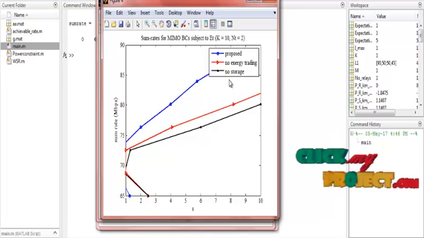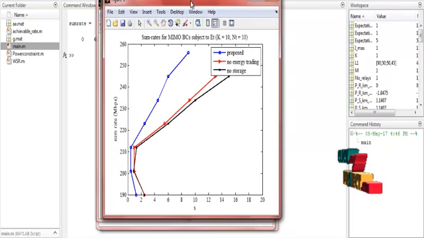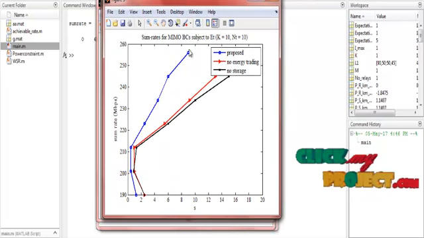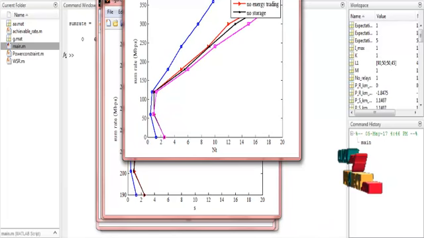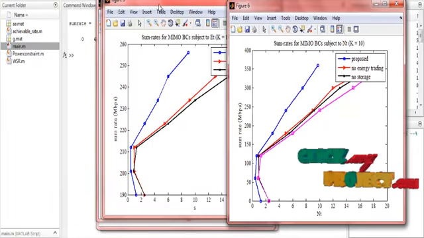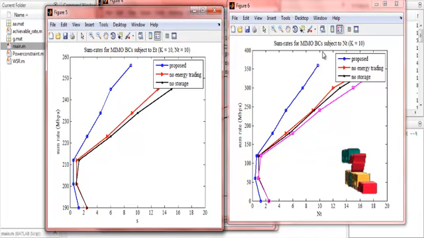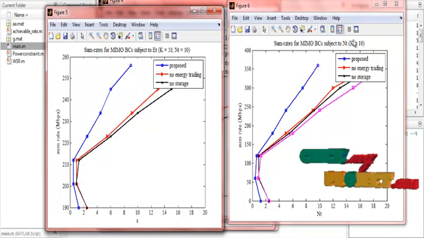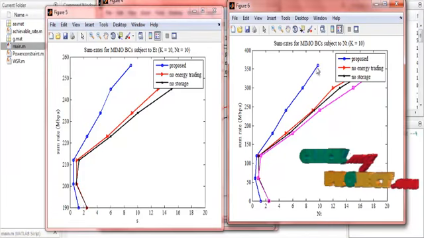In another figure, the same sum rate is shown in Mbps, subject to K equal to 10 and NT equal to 10. In this figure, more or less both are the same. The sum rate in Mbps of the MIMO BC with NT and K equal to 10, with no storage, no energy trading, and the proposed value. And then the sum rates of MIMO with K equal to 10.